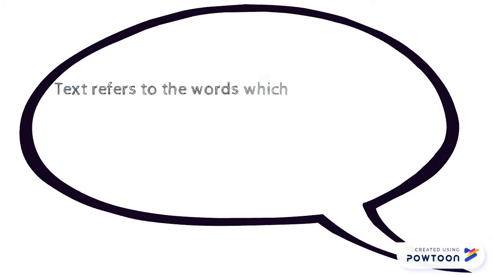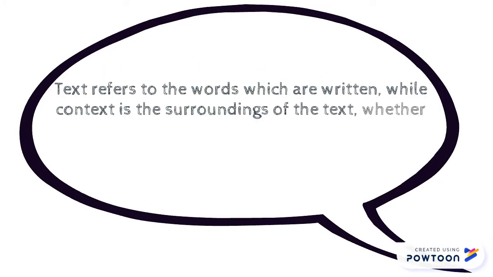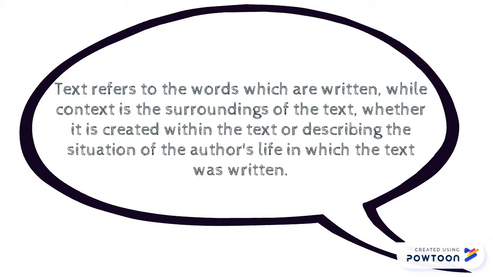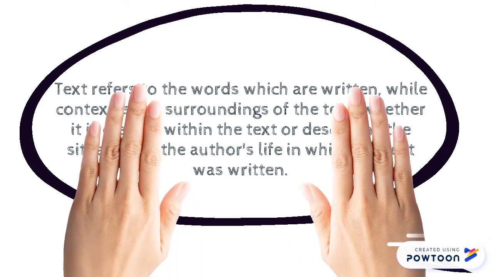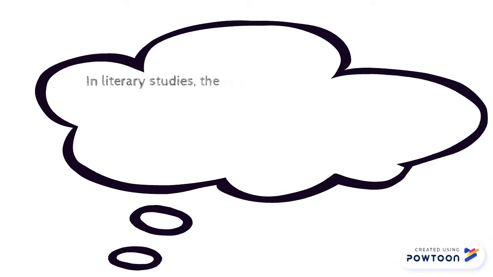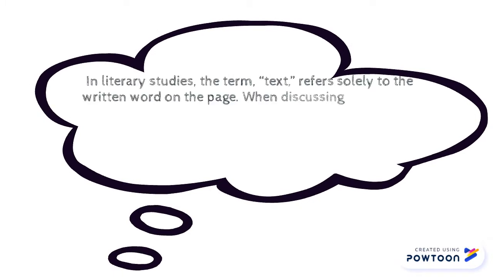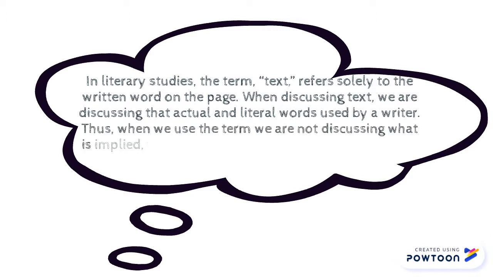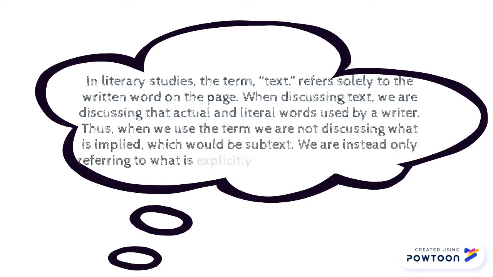refers to the words which are written, while context is the surroundings of the text, whether it is created within the text or describing the situation of the author's life in which the text was written. In literary studies, the term text refers solely to the written word on the page. When discussing text, we are discussing the actual and literal words used by a writer.